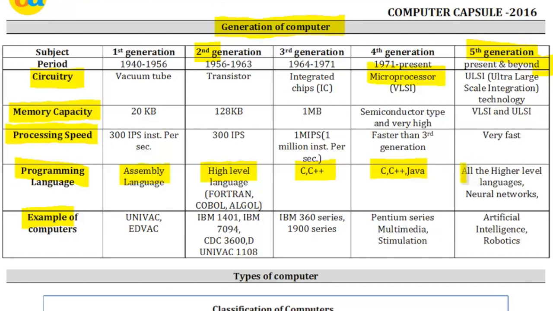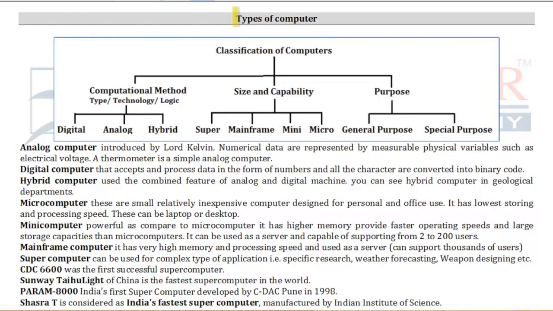And with the fifth generation, on which scientists are still working, they are using high level languages and neural networks. So friends, the next topic that we have is types of computers. Types of computers, or classification of computers, is not so direct, as computers are classified based on some broad categories like computational method, size and capability, and purpose.